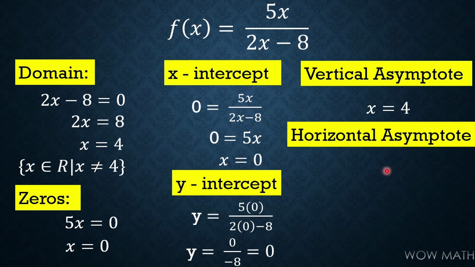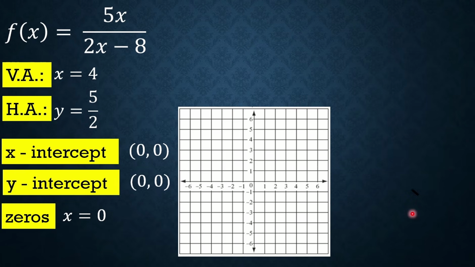And then, to find the horizontal asymptote, so saan tayo tumitingin? Sa degree ng numerator and sa degree ng denominator. Since same yung degree ng numerator and denominator natin, kunin nyo lang yung numerical coefficient or yung leading coefficient ng numerator and denominator. And that is y is equal to 5 over 2 or that is 2.5. Okay. So, meron tayong vertical asymptote na 4. So, ilagay natin. And then, yung horizontal asymptote na 2.5.